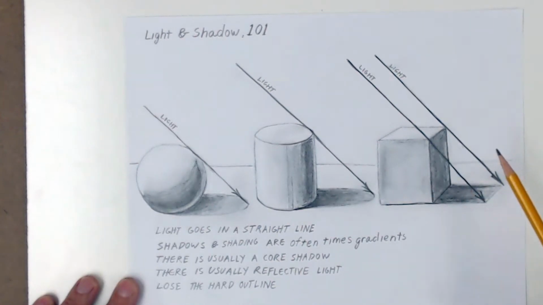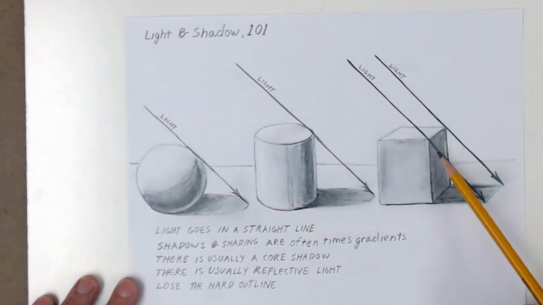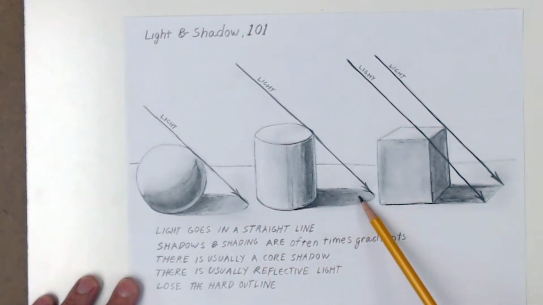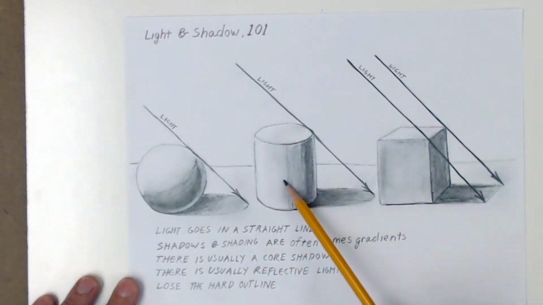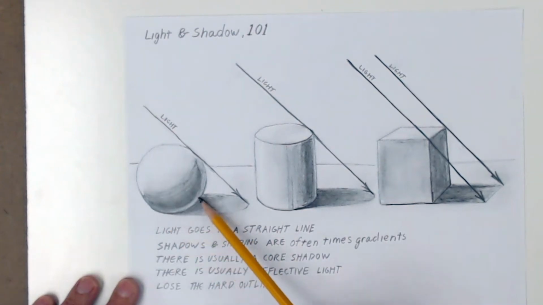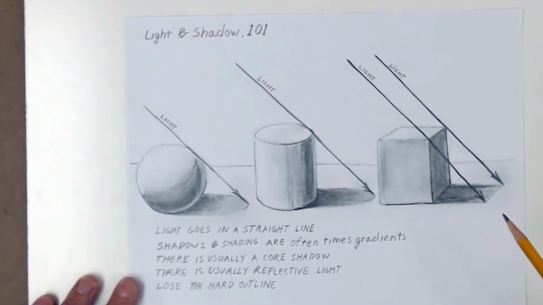So, in essence, you've got a core shadow, a darkest area, right? And then you've got these lighter areas where it's got a gradient, moves out, moves out, moves out. But also you have a reflected light area. That's what really makes things three-dimensional. Okay. And usually the outline of the shadow is not super crisp. It's not super hard, right?